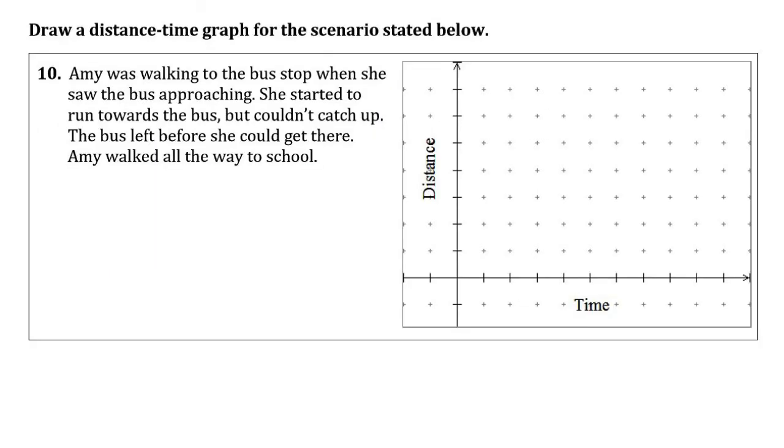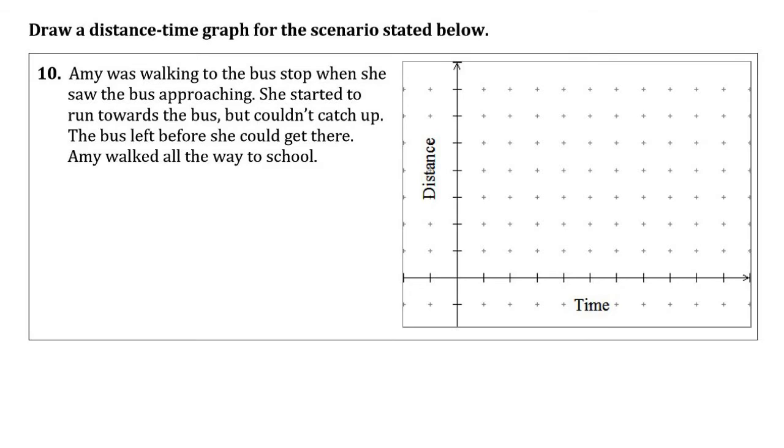Okay, in our next question, it says Amy was walking to the bus stop when she saw the bus approaching. She started to run towards the bus but couldn't catch up. The bus left before she could get there, and so Amy had to walk the rest of the way to school. So what it wants us to do is try to sketch what's going on here.